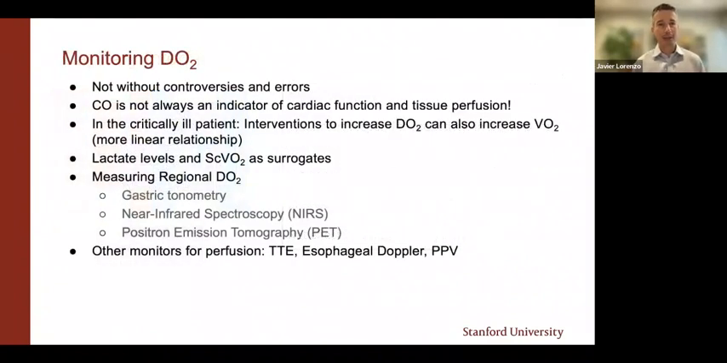Okay, there are many different ways of monitoring your DO2, your delivery of oxygen, and each one has its controversies. We use lactate levels and SpO2 as surrogates of oxygen delivery, as well as surrogates of oxygen consumption, but you can also measure your regional DO2. You can do gastric tonometry. You can also do near infrared spectroscopy, your NIRS, which measures blood delivery into your brain. And then there are other monitors, for which we could have one lecture, or a whole symposium, on monitors of organ perfusion and organ delivery.